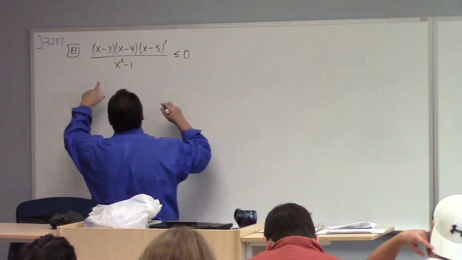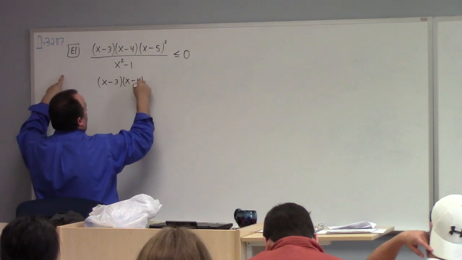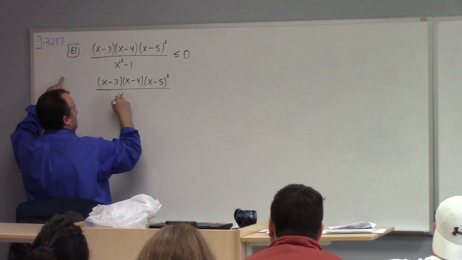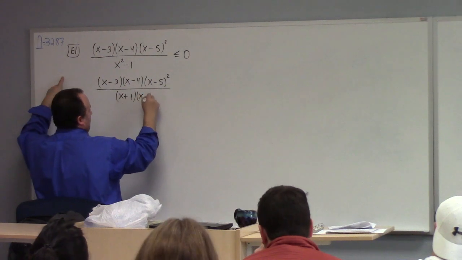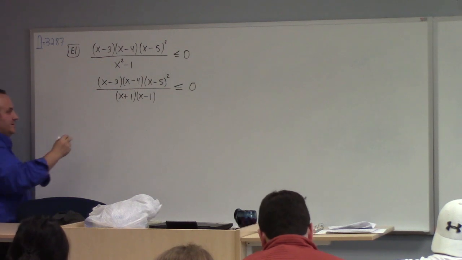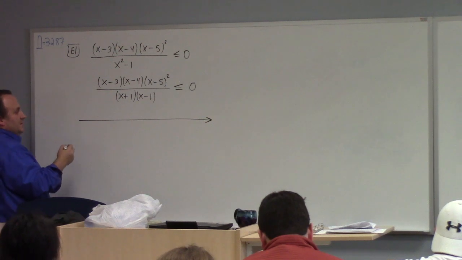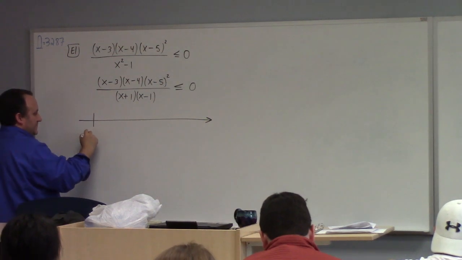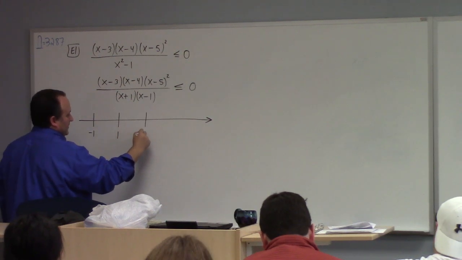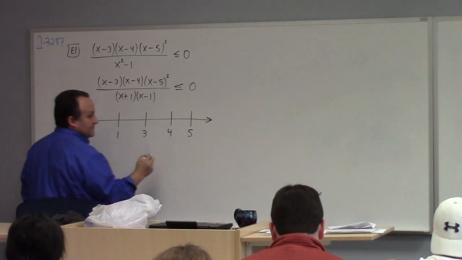So what we're going to do is we're going to factor that. Now the numerator is already factored, right? So there's nothing to do up there. But downstairs we've got (x plus 1) times (x minus 1), right? Okay, so now it's completely factored, and we can draw our number line. What are my critical numbers? Looks like I got negative 1. Negative 1. Mm-hmm. 1, 3, 4, and last but not least 5.